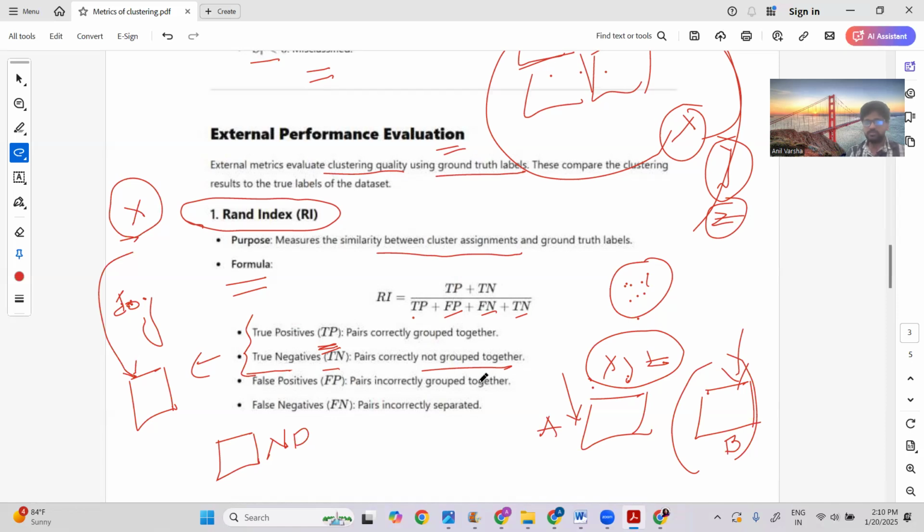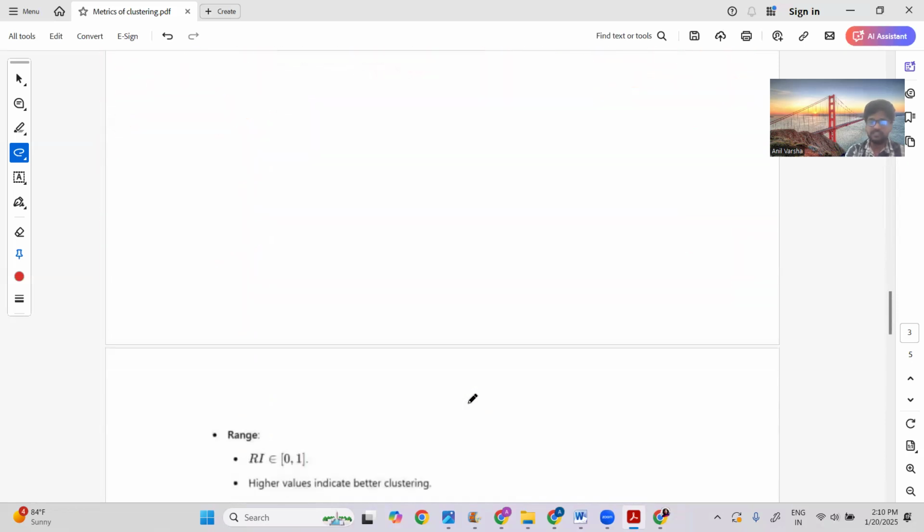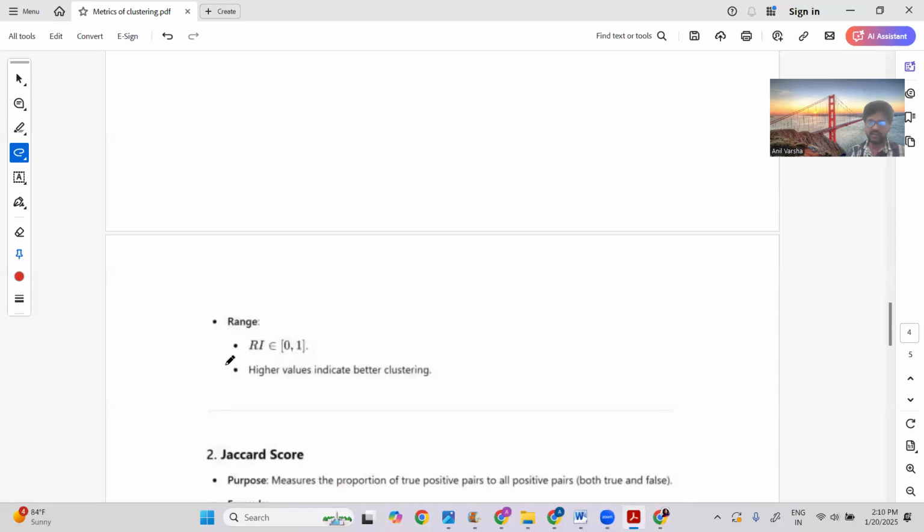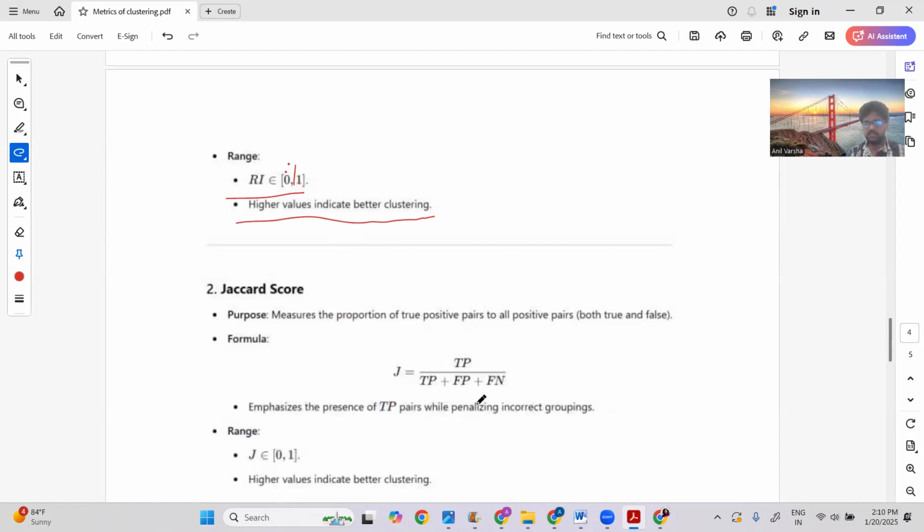So this is the total Rand index: true positive plus true negative divided by true positive plus false positive plus false negative plus true negative. False positive and false negative are the other way around. What is a false positive? Pairs incorrectly grouped together. False negatives are pairs incorrectly separated. Totally it gives you the Rand index. The Rand index is between 0 and 1. Higher values indicate better clustering.